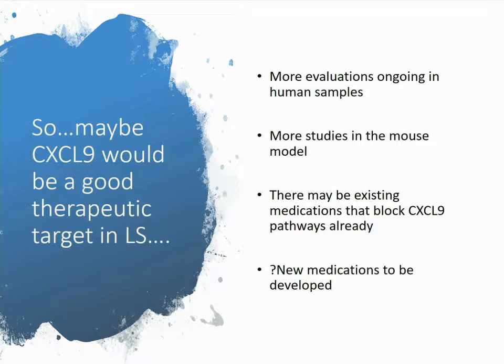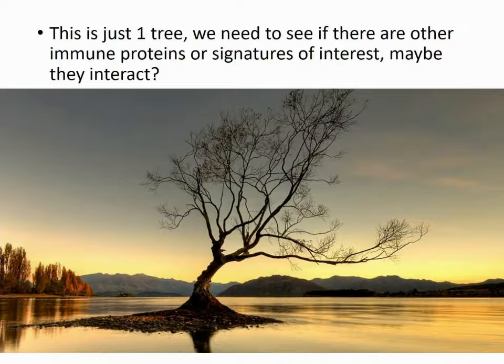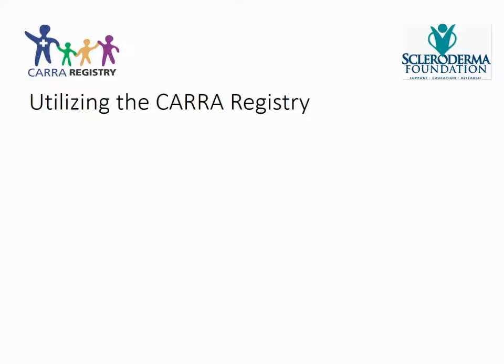These are things just to think about, just to show you that we're getting somewhere. We're getting human data, we're getting mouse data, we're moving forward, we're identifying some markers. But this is just one marker. This is one tree. As I mentioned, the immune system interacts with each other. We've got to see what the other trees are doing to make the forest. So we need a team effort to do that.